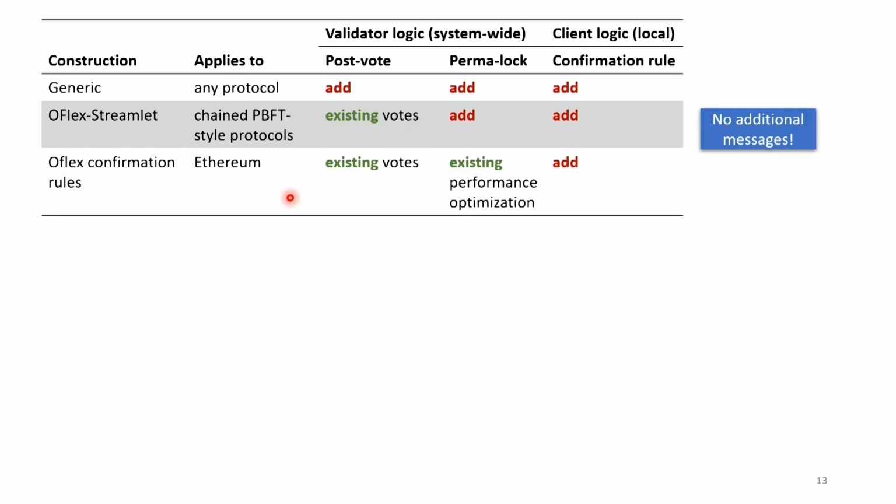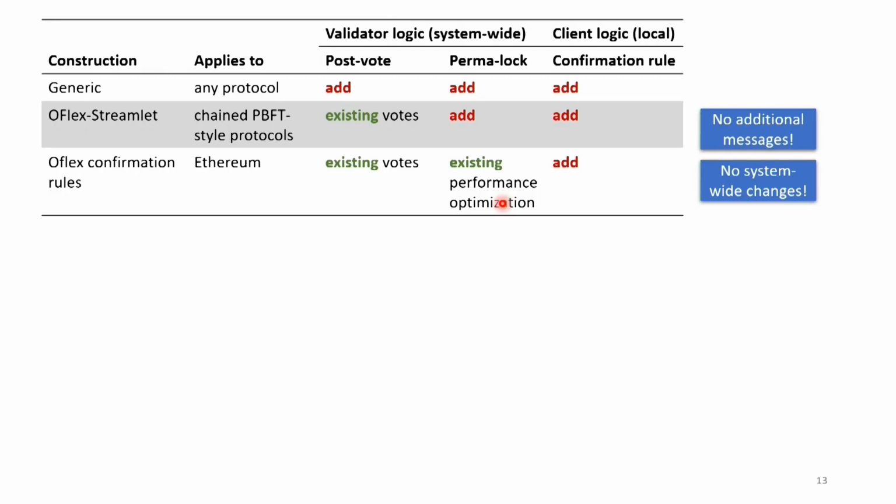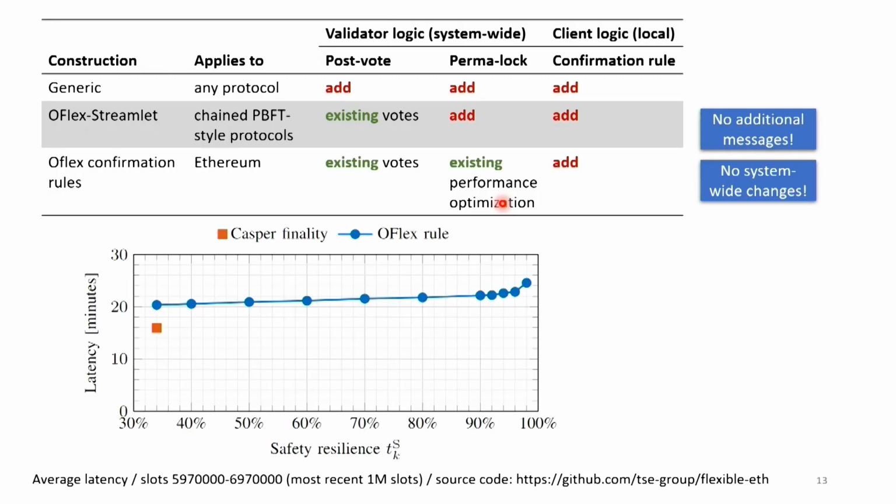And it turns out that in the case of Ethereum, not only can you reuse existing votes, but there's actually an existing performance optimization in the implementation of the validators, which also doubles as the permalock. A little bit in detail, whenever a validator in Ethereum considers a certain chain as confirmed or finalized, it will just ignore any blocks that are not on that chain. And so if you ignore the block, then definitely you don't post vote for it, so you get a permalock. And so in case of Ethereum, all that you need to implement optimal flexibility is that each client chooses its own confirmation quorum locally. And so there you need no system-wide changes, which is great for adoption.